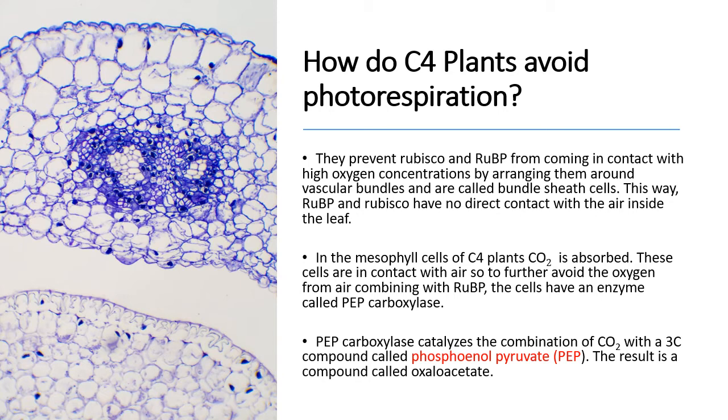And the process of doing this is that they're simply isolating CO2 from the air. Remember that air is a mixture of gases. They're isolating CO2 from the air, they're combining it with phosphoenol pyruvate. So phosphoenol pyruvate is sort of like a carrier of CO2. It becomes oxaloacetate, which is a 4-carbon compound, and I'll tell you what goes on the next slide.